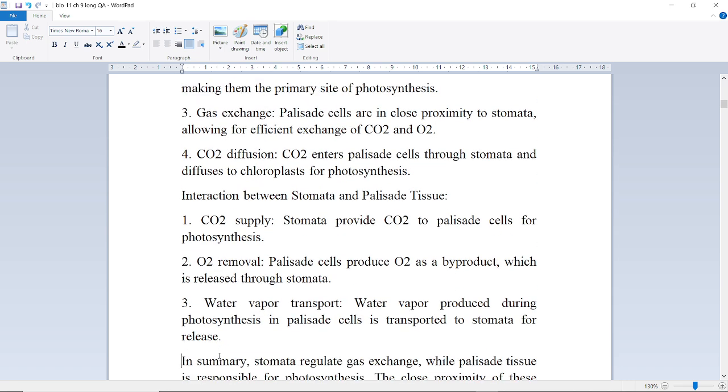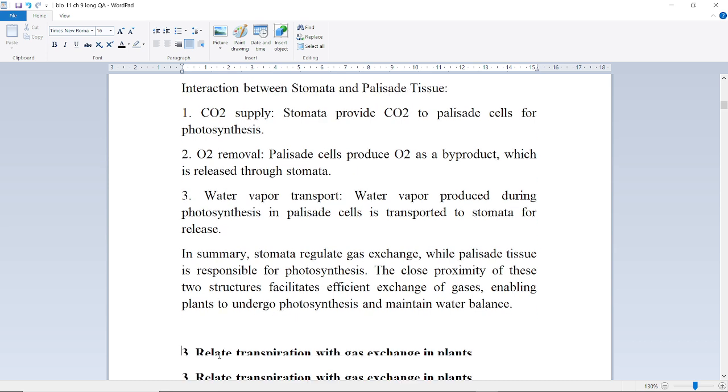Next is interaction between stomata and palisade tissue. Carbon dioxide supply. Stomata provide carbon dioxide to palisade cells for photosynthesis. Oxygen removal. Palisade cells produce oxygen as byproduct which is released through stomata. Water vapor transport. Water vapor produced during photosynthesis in palisade cells is transported to stomata for release.